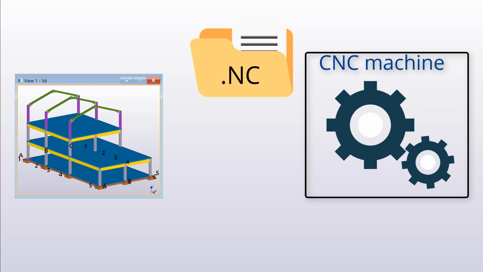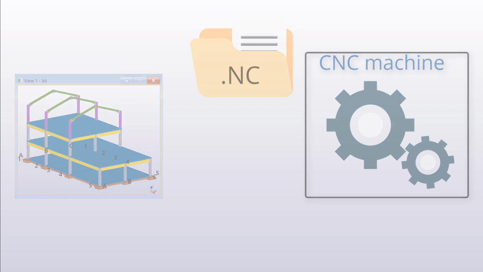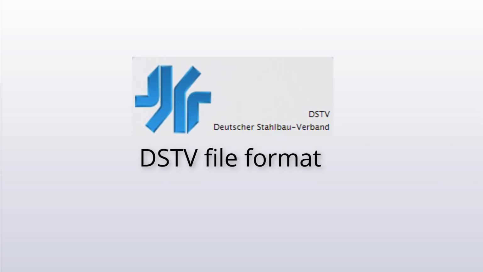Tekla Structures transforms the part length, hole positions, bevels, notches, and cuts into sets of coordinates that the machine tools can use to create the part. Tekla Structures produces NC files in DSTV format. Tekla Structures can also produce NC files in DXF format by converting DSTV files to DXF files.